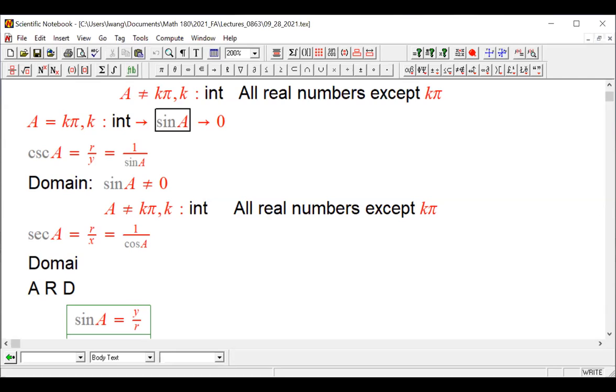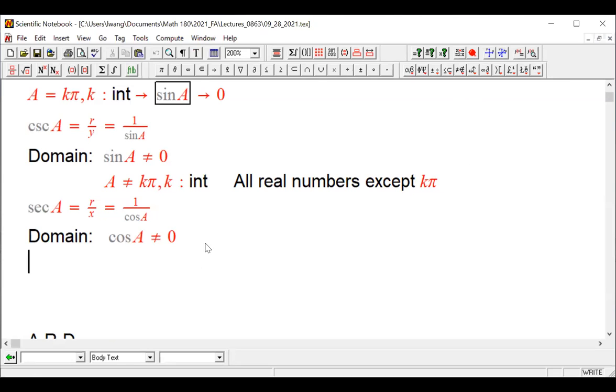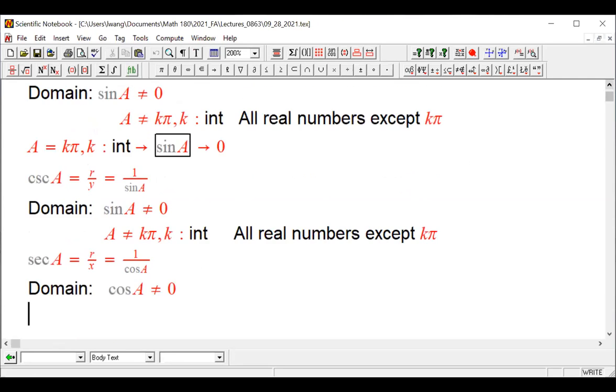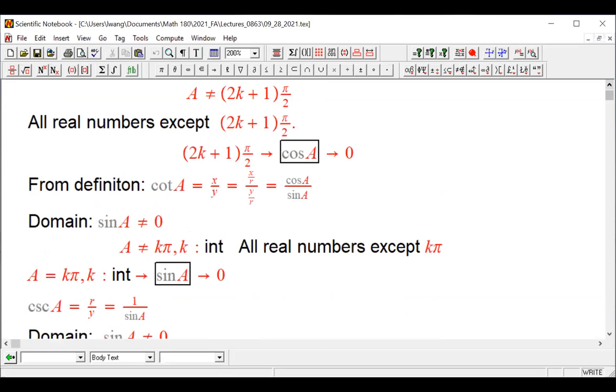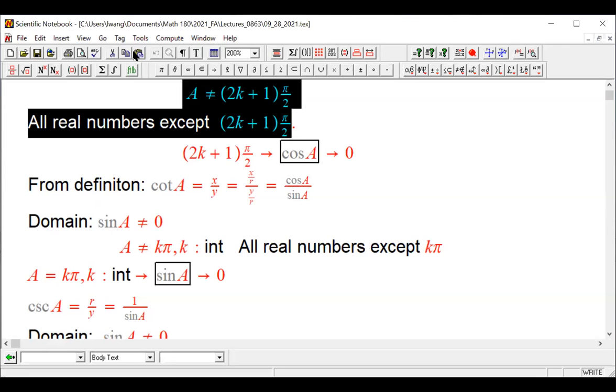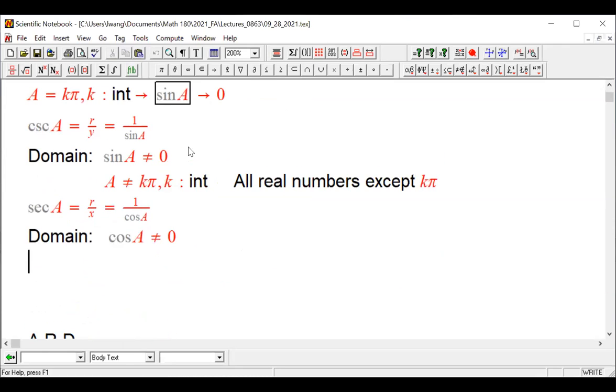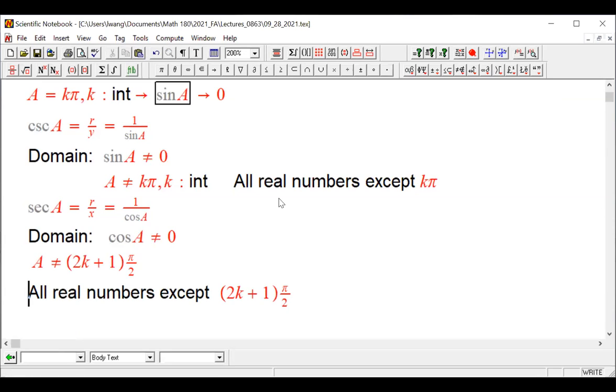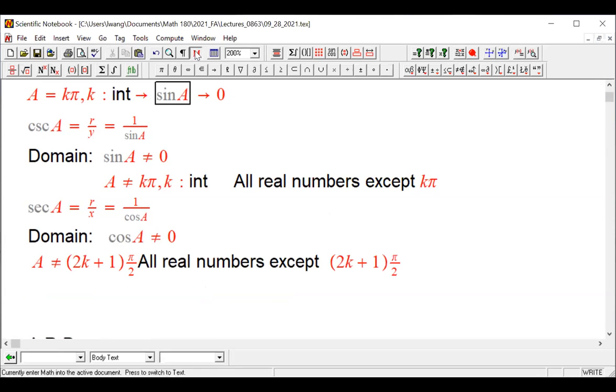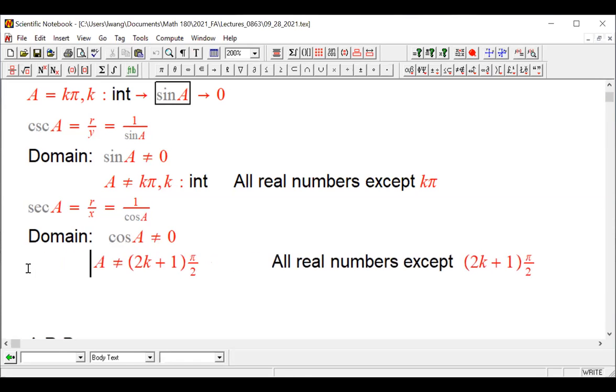So what would be the domain? To determine the domain, cosine A cannot be 0, right? Are you guys with me? And what will cause cosine A to equal 0? We're here again, aren't we? Yes.